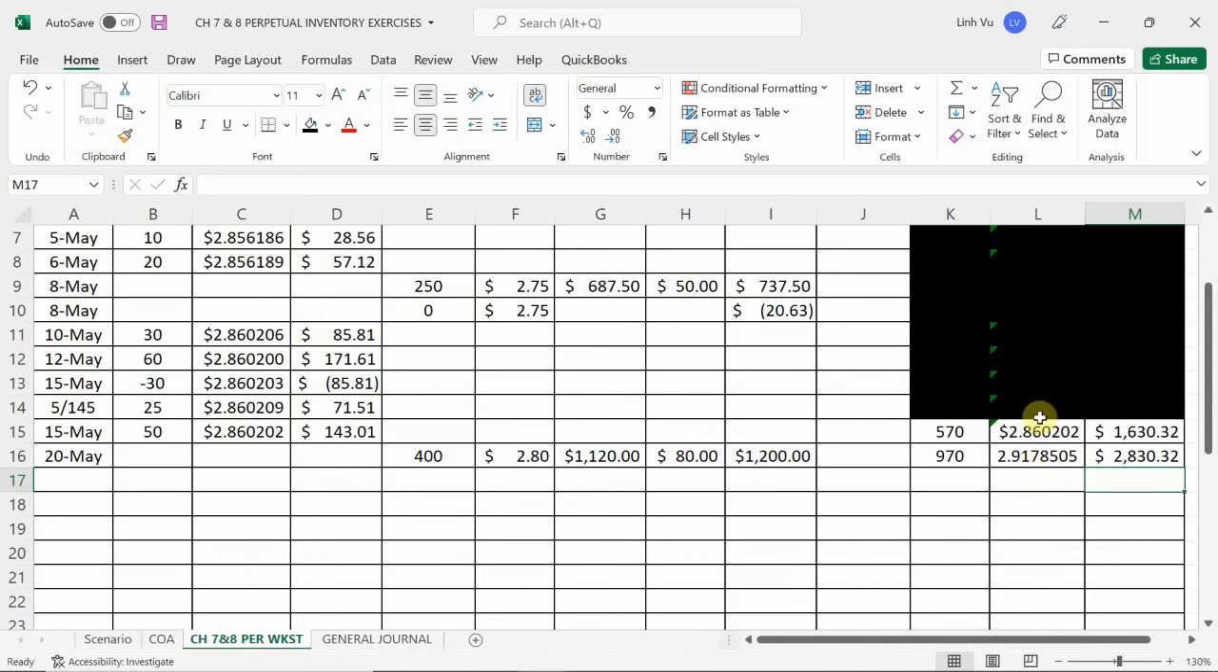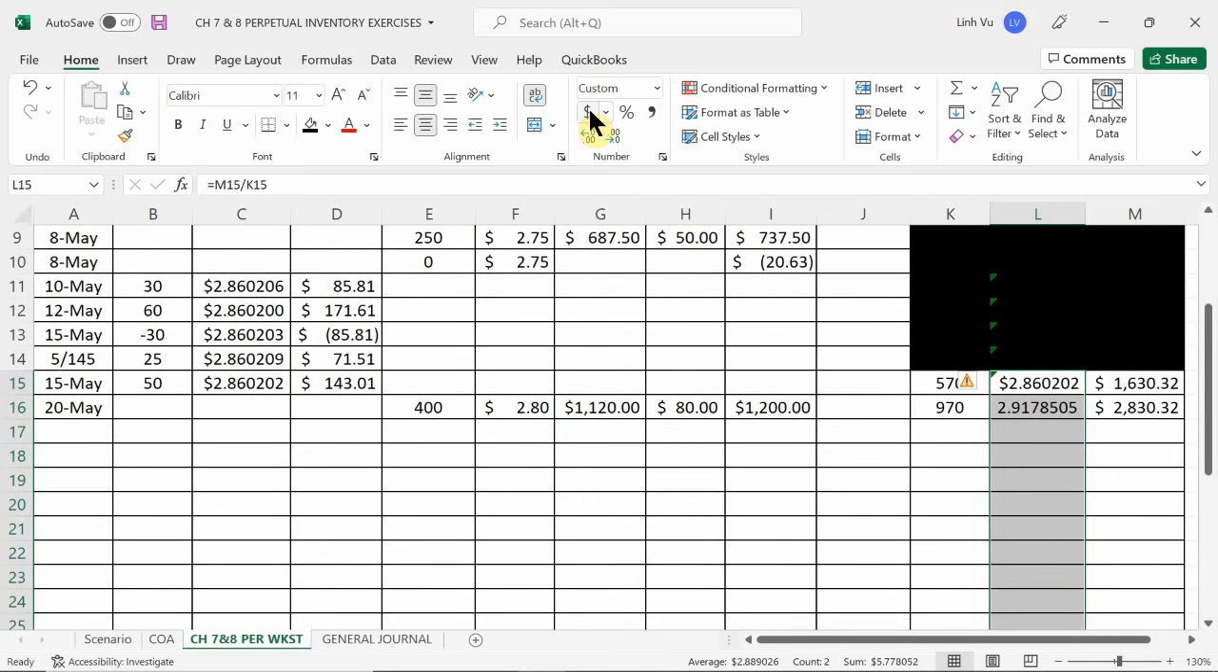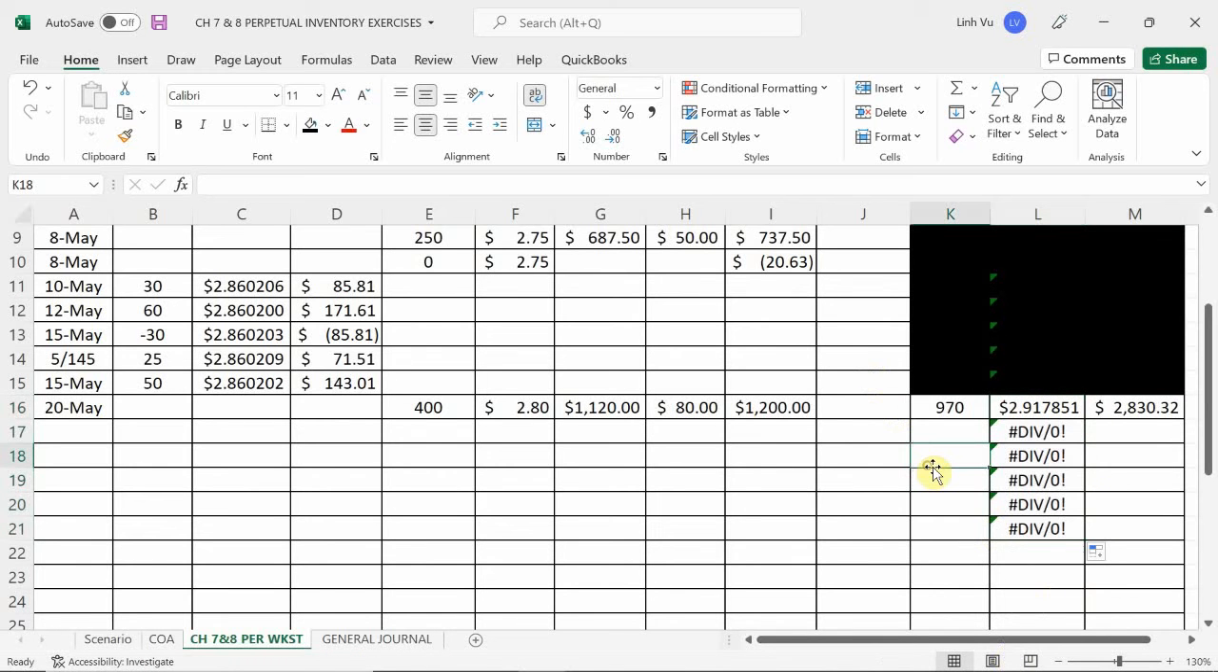Now my average cost per item has increased due to the increase of inventory, because I purchased them at $2.80 each. So now it is $2.91785. That's my new average cost per item. I can hide this number and drag that formula down so it consistently calculates the rest of my scenarios.